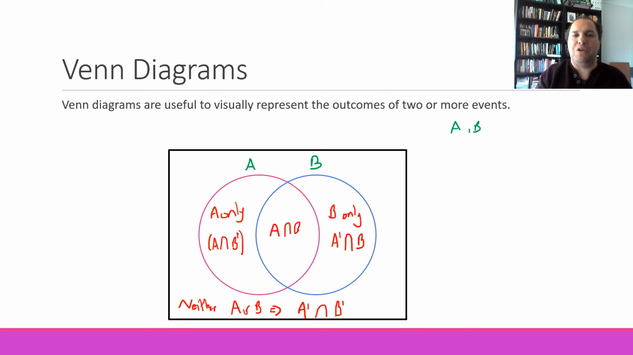If we're looking at our union, A or B, we'd be looking at our whole region inside our circles. So this section here, all of the things inside A or B, that would be our union.